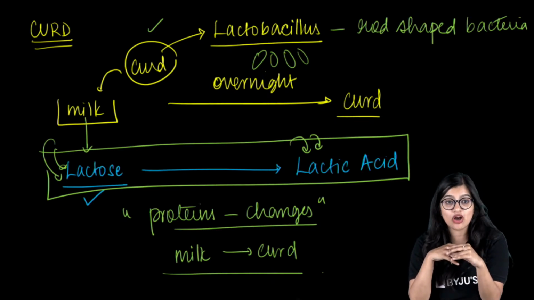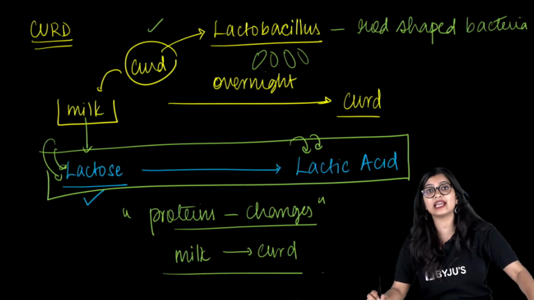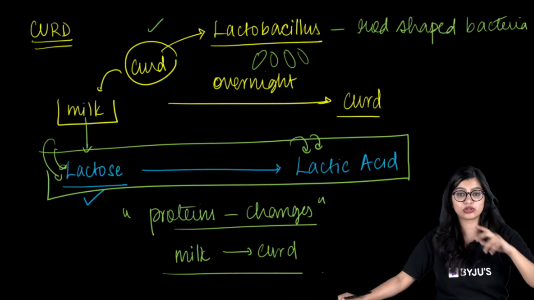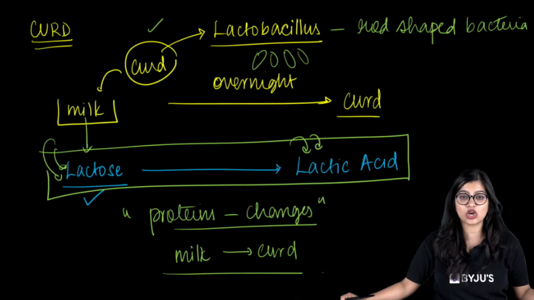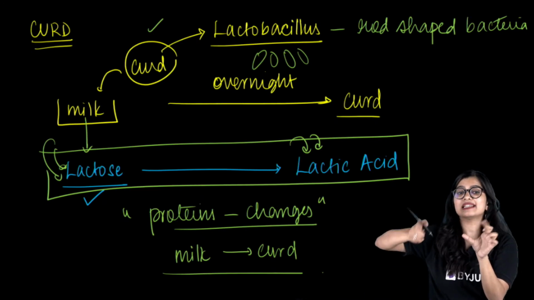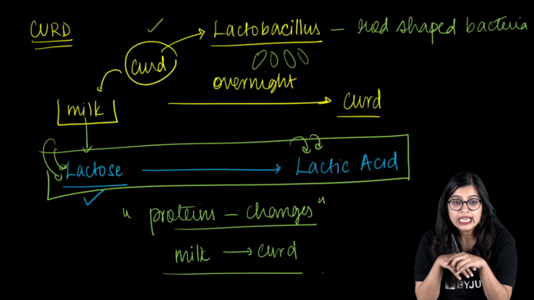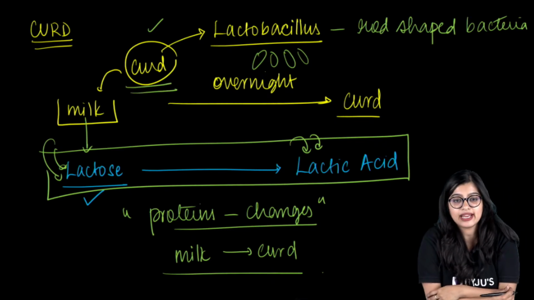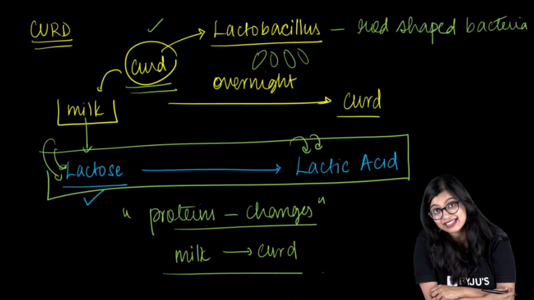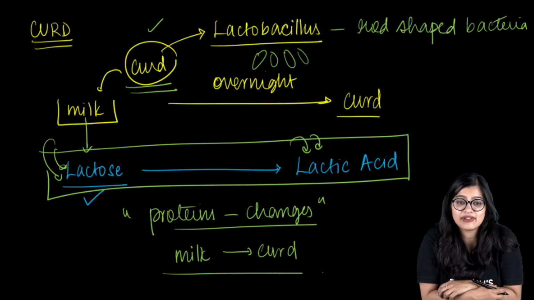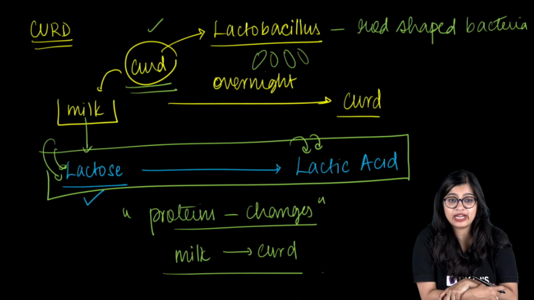Is Euglena autotrophic? Euglena shows autotrophic and heterotrophic kind of nutrition, both. Ma'am, rod-shaped bacteria is bacillus or lactobacillus? Rod-shaped bacteria is bacillus. An example of bacillus is lactobacillus. What is inoculum? Inoculum is a fancy word for the curd that we are adding. Lactose is a sugar. Casein is a protein, okay? Hepatitis and everything on a different day.